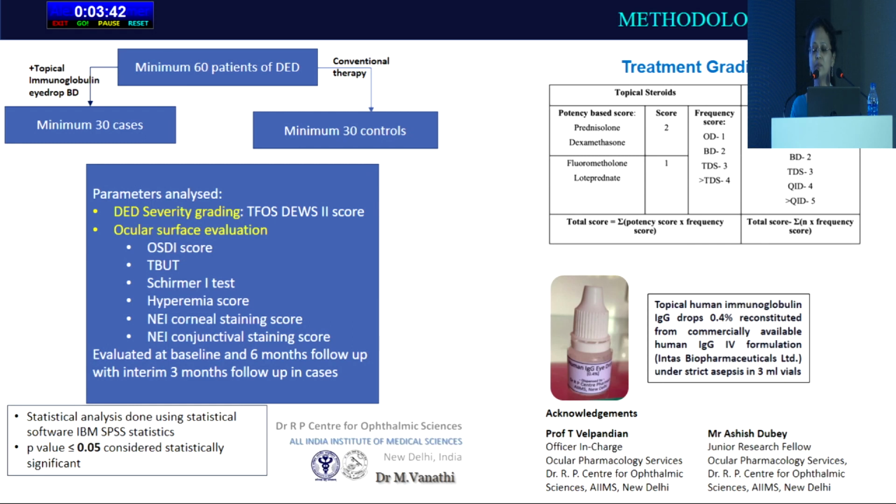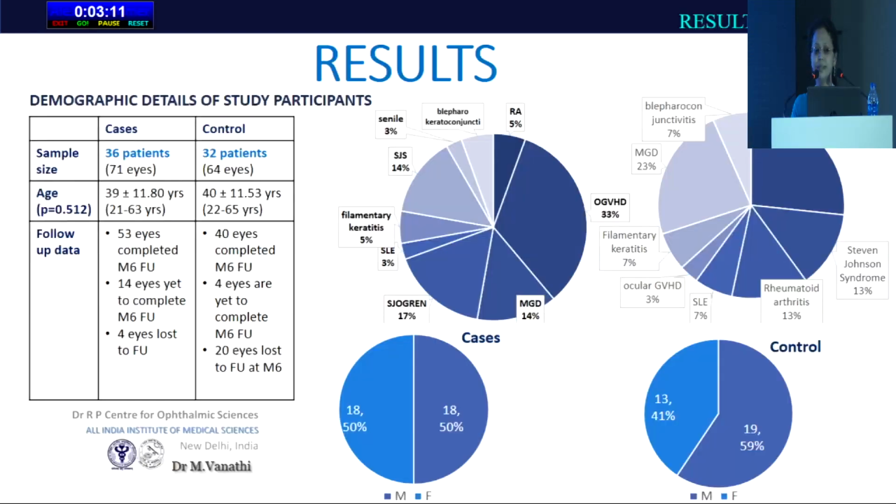They were evaluated for ocular surface tests such as the OSDI scores, TBUT, Schirmer's, hyperemia scores, and corneal and conjunctival staining scores. We also developed a treatment grading score to give an objective score for treatment improvement when we used ocular surface immunoglobulin therapy. Topical immunoglobulin IgG drops were reconstituted from commercially available intravenous IgG formulations. Appropriate statistical tests were applied to our data.